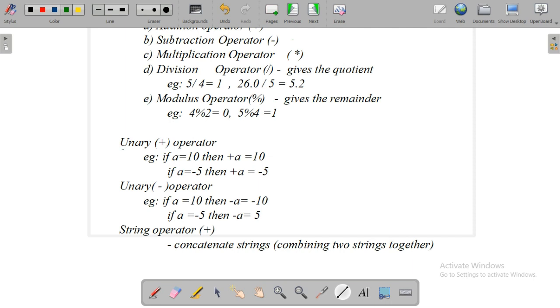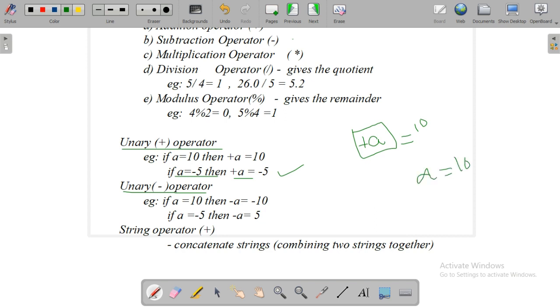Okay, the next one is the unary operator. That means plus is acting as a unary operator. You know that a unary operator has a single operand. So the example here: if A equal to 10, then plus A. Plus A means only one operand is there, with a single operator. That's why this is a unary operator. Plus A is equal to 10.